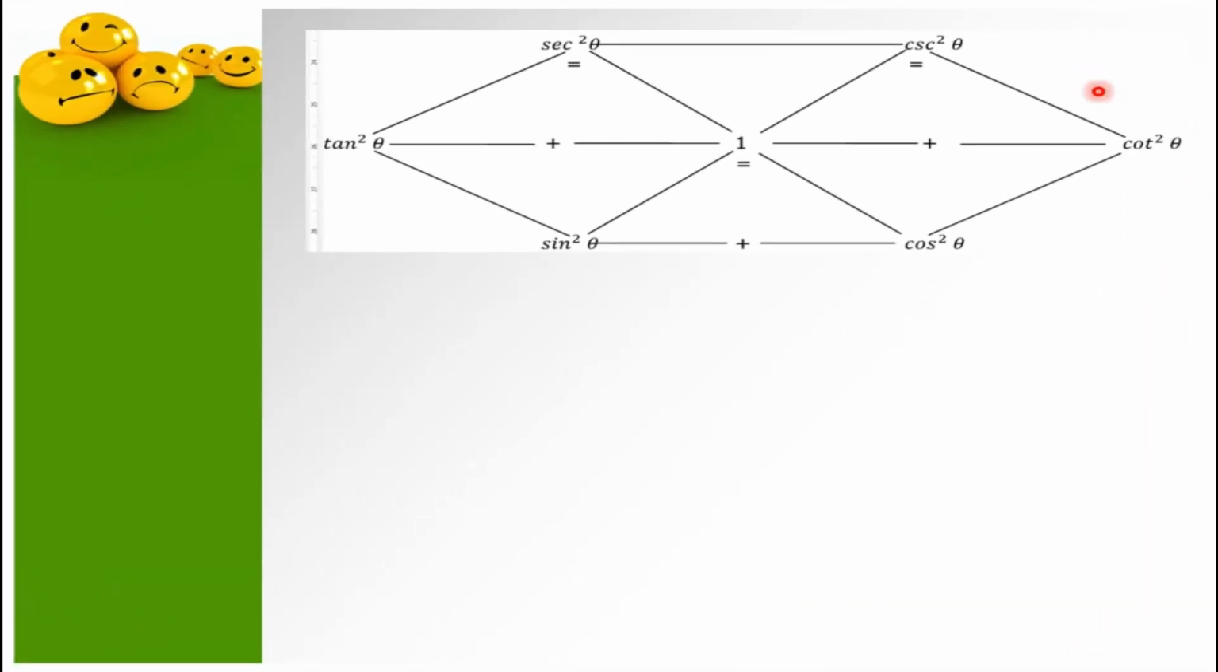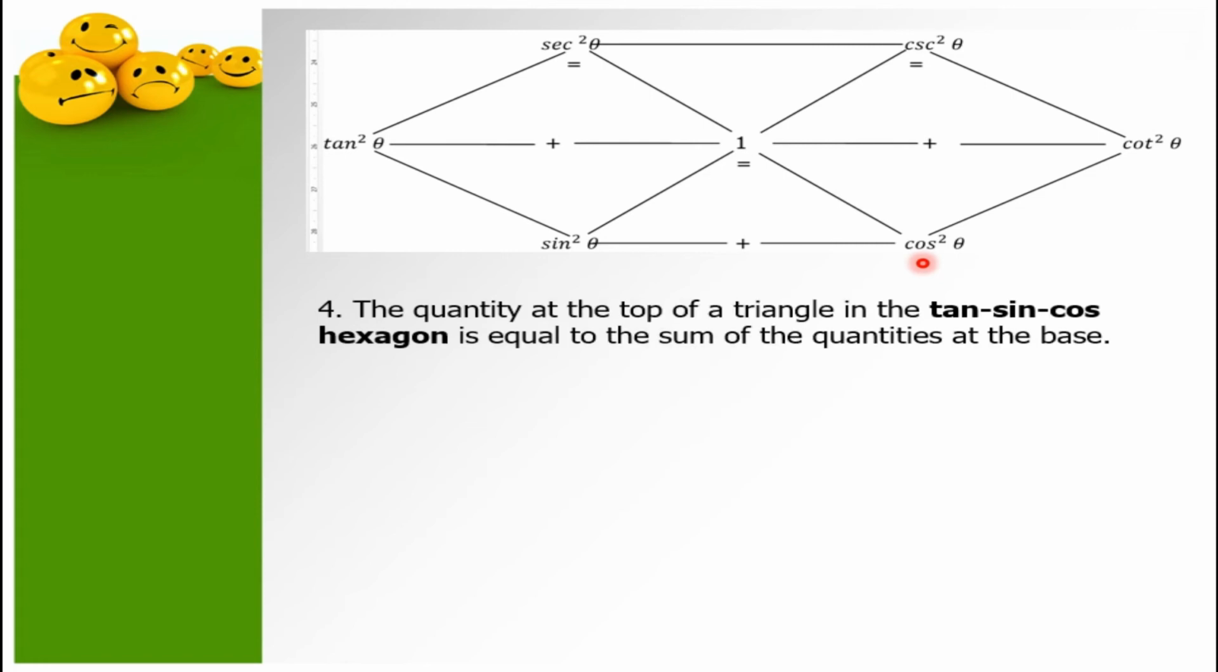Okay, this is another form or illustration of the tangent-sine-cosine hexagon. Nilagyan po natin ng square ang bawat function. Okay? So, we have here statement number 4. The quantity at the top of a triangle in the tangent-sine-cosine hexagon is equal to the sum of the quantities at the base. So, ano po ba ibig sabihin ng statement number 4?